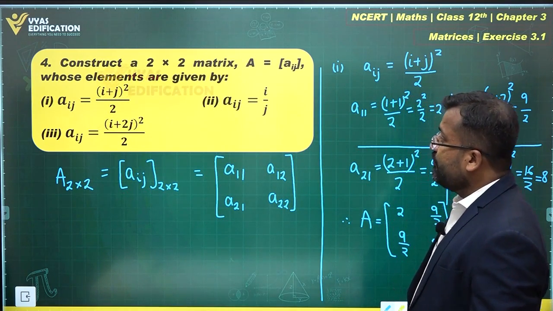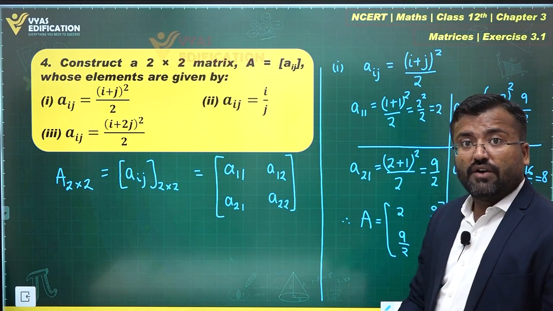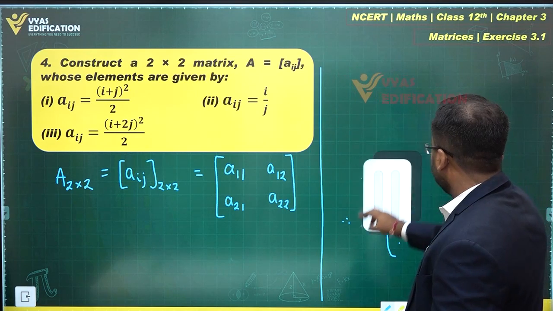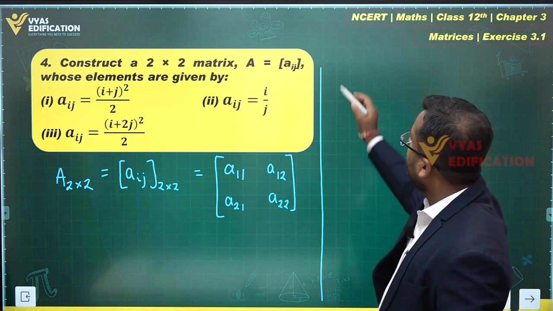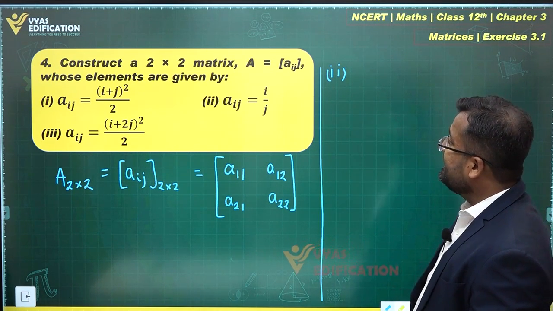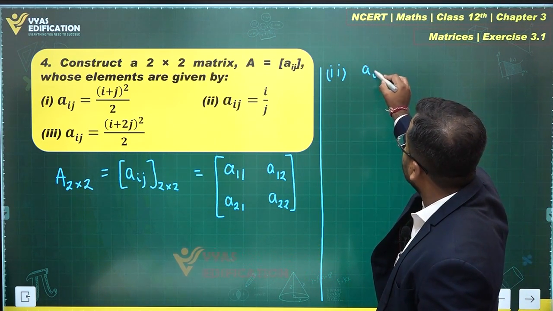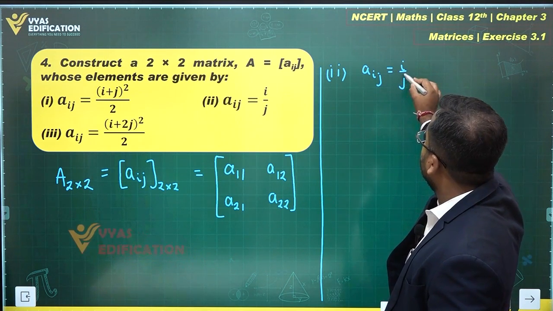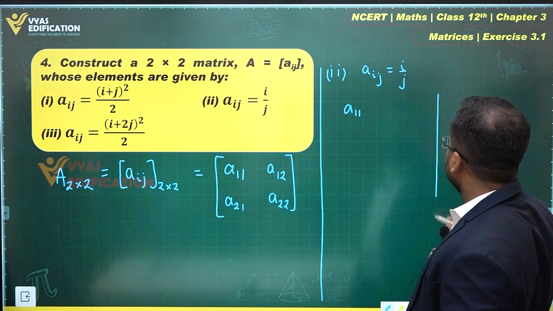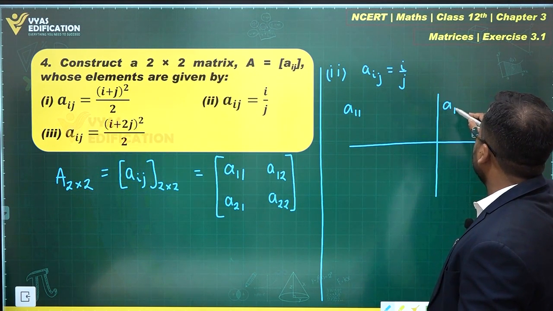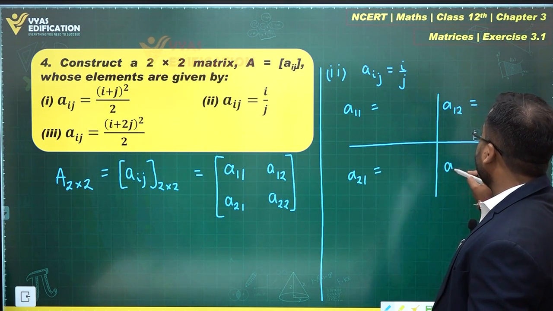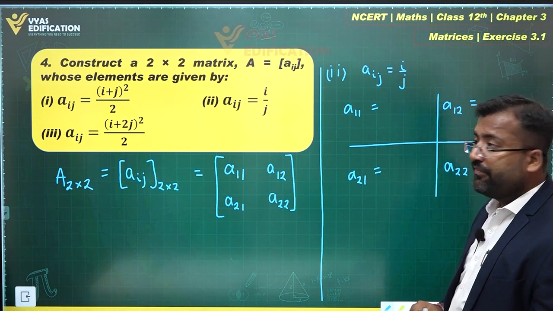What next? Let's move ahead and solve part 2. What do we have in part 2? Part 2 says Aij equals i upon j. So once again I need A11, A12, A21, and A22. Let's try to find them.